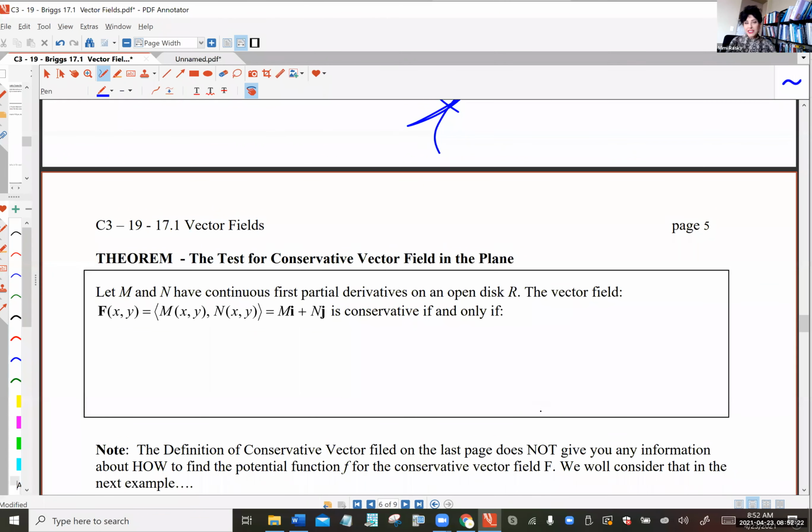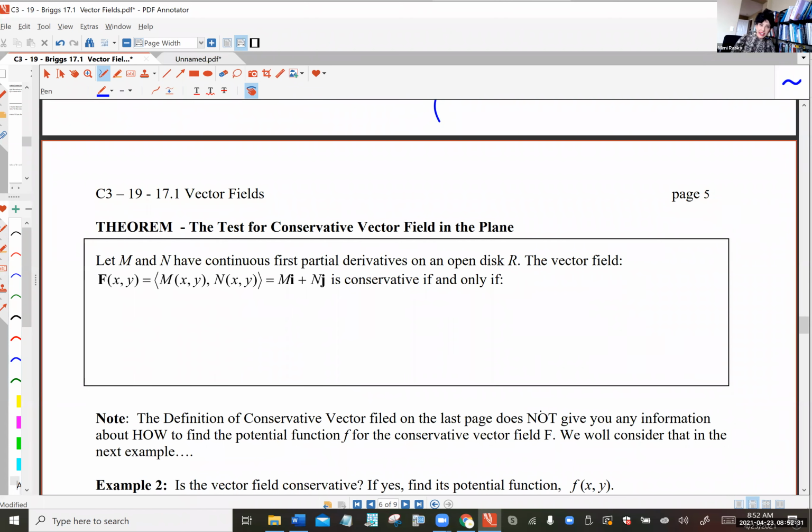So how do you check to see if a vector field is conservative or not without having to graph the darn thing? Because that takes too long. Here's the quick test. And this is the 2D theorem only. I'm not going to give you the 3D yet. So don't ask me. It's coming next week.